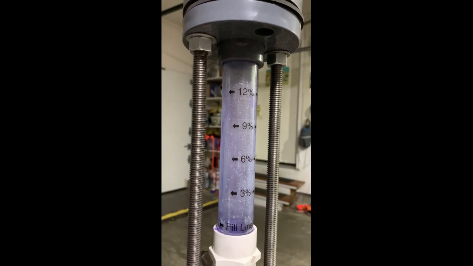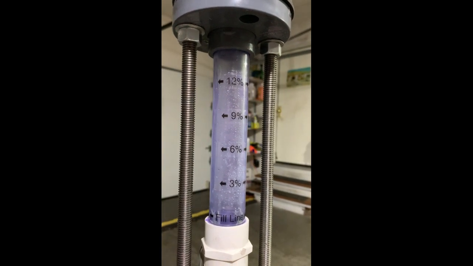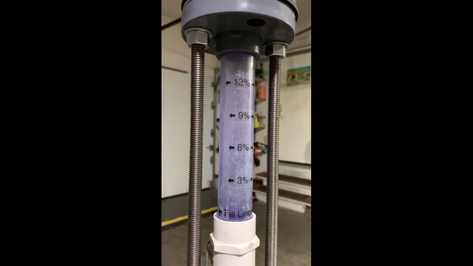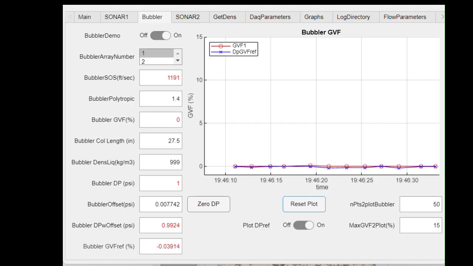As we add gas void fraction, we'll be able to see the level rise, and then by looking at how much the level expands, we can get a visual indication of the gas void fraction.